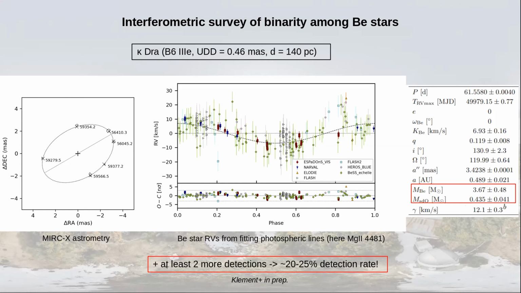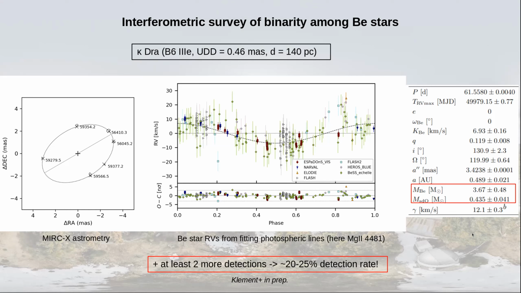Overall, I have at least 2 more detections, actually maybe even more. And overall, this translates to about a 20 to 25% detection rate. So out of the 40 intended targets, hopefully we're going to have about 10 new sets of fundamental parameters and dynamical masses here.